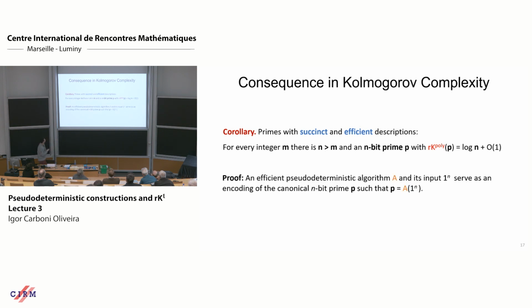Okay, so this follows immediately from the previous theorem. We have this fixed algorithm, this object of constant size. And if we fix a good input length n, then it generates some canonical prime. And therefore, the algorithm together with n serve as an encoding for this prime.